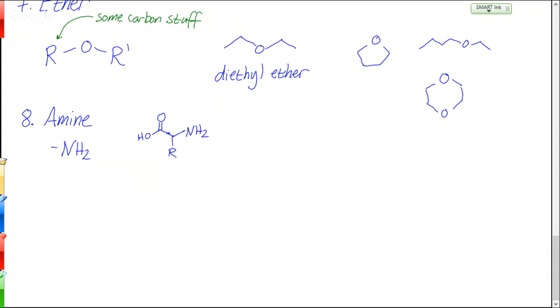You can also have smaller amines like this. You can have ones where the nitrogen has just two carbons and one hydrogen. You can have things where the nitrogen has all carbons attached to it and no hydrogen at all. Those are all considered amines as long as the nitrogen only has single bonds.